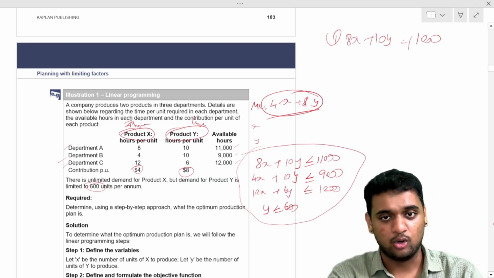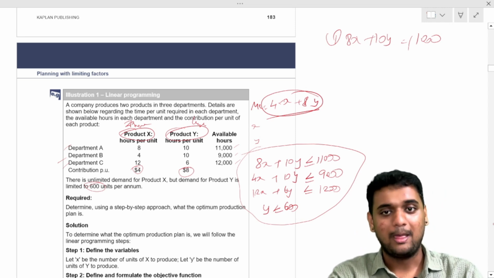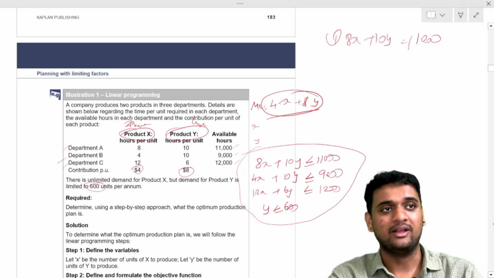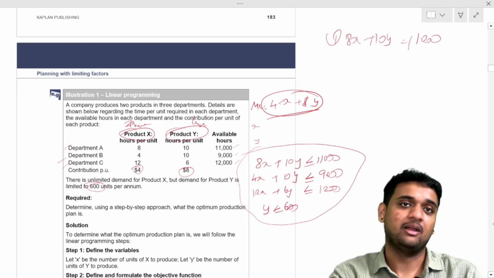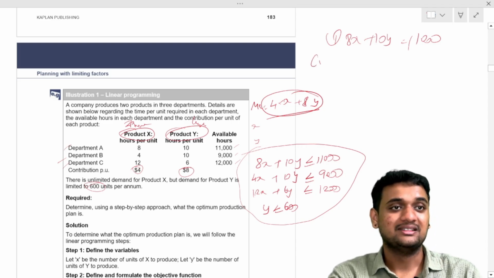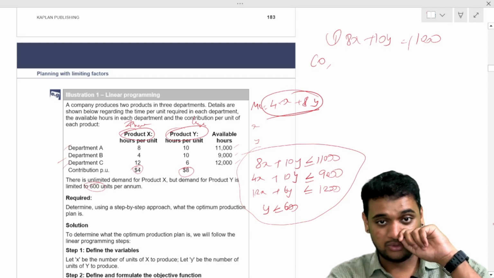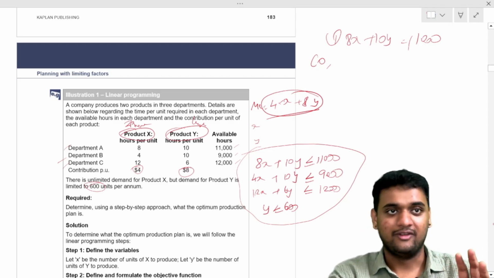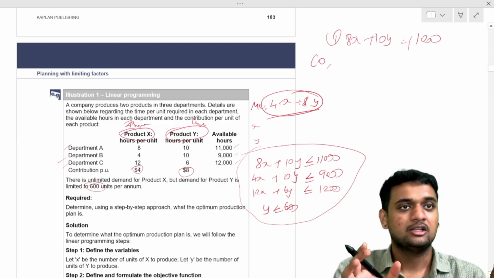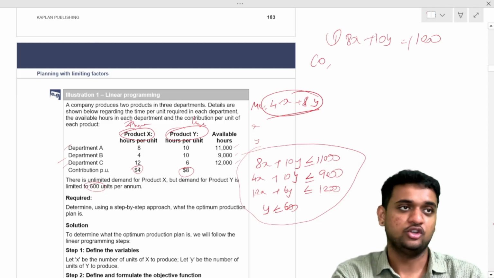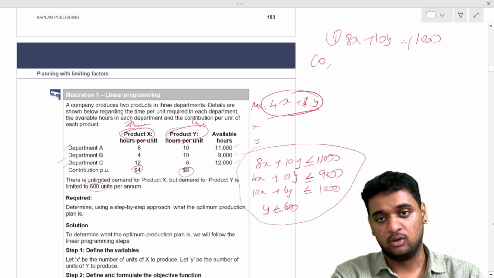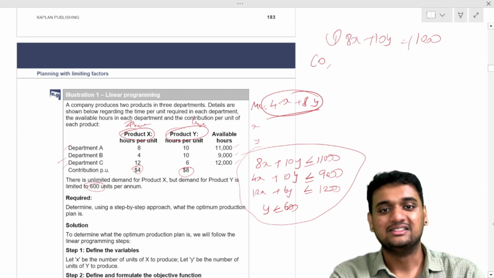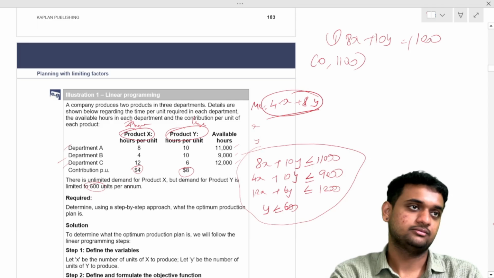So first, if x is 0, 8 into 0 plus 10 into y equal to how much? 11,000. So 10y equal to 11,000, y equal to 11,000 divided by 10, so 1,100. So first point is what? x is 0, comma, y is 1,100. We found out, no? We assumed x to be 0, y came out to be 1,100. So if x is 0, 8 into 0 is 0, 10y will be equal to 11,000, y will be equal to 1,100. So first point is 0, comma, 1,100.